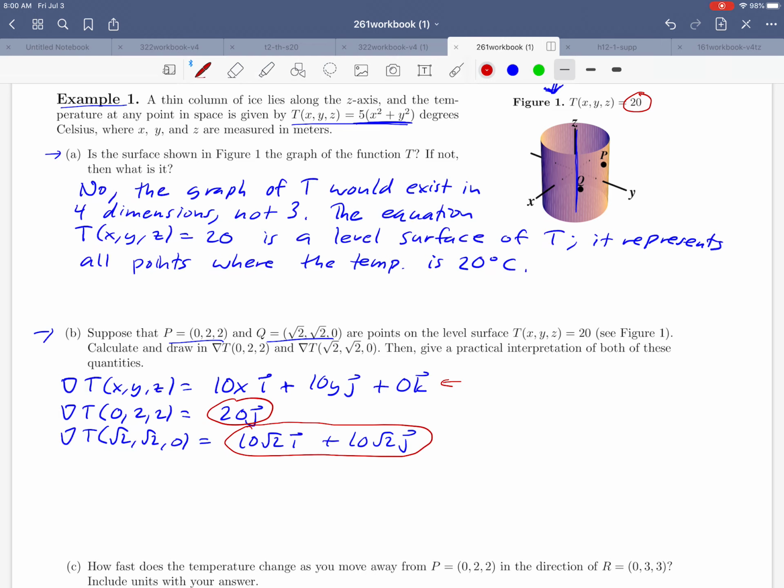Okay, let's see if we can draw those vectors in. Starting with the point P, which is sitting here, our gradient vector was 20j. That's going to be pointing parallel to the y-axis. Let me be careful with my notation here. That's going to be the gradient of T at the point P. And at Q, the gradient vector is this 10 root 2 i plus 10 root 2 j. If we drew that, that would be pointing roughly in this direction. That's the gradient of T at Q.